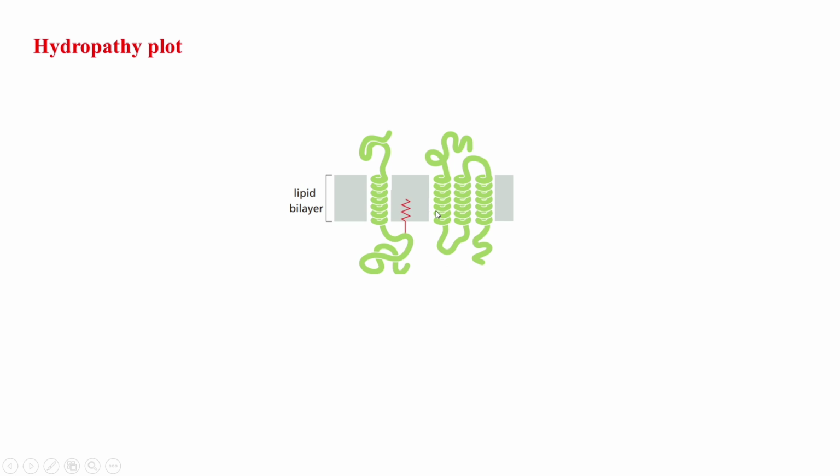Another example is there could be multiple alpha helices like this, and we call it multipass transmembrane protein or integral membrane protein. Now, what is hydropathy plot? Hydropathy plot helps to identify these alpha helices present in the integral membrane protein. So let's talk about hydropathy plot. Now it helps to localize potential alpha helices of transmembrane domain of integral membrane protein.